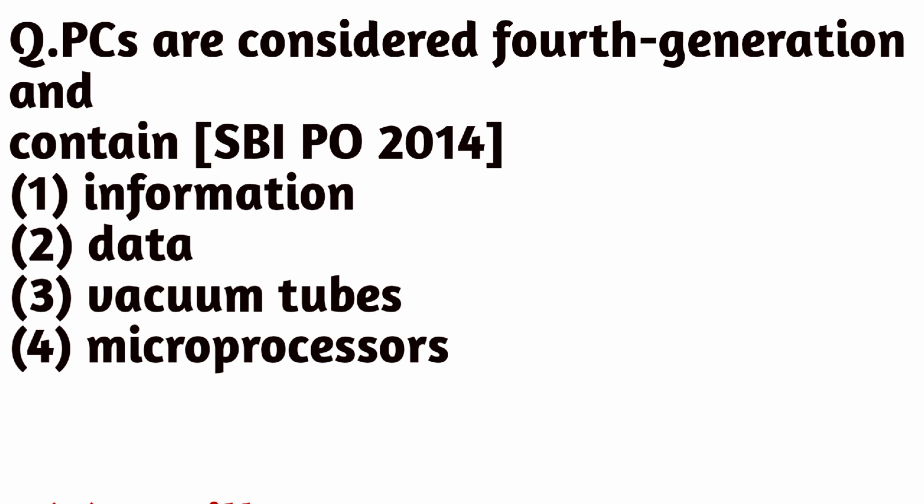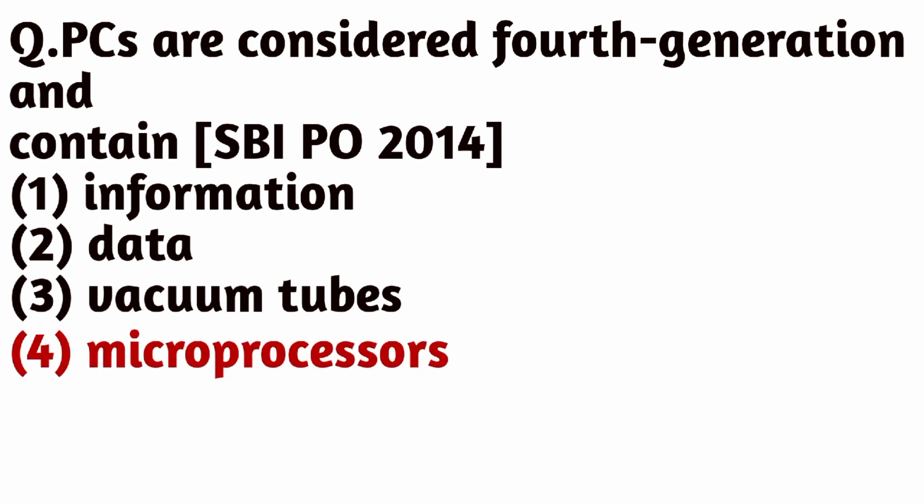PCs are considered fourth generation and contain option 1 information, 2 data, 3 vacuum tubes and 4 microprocessors. The correct answer is option 4 microprocessors.